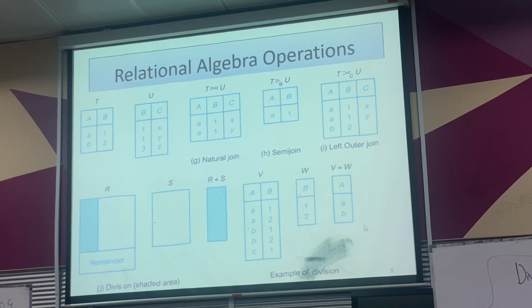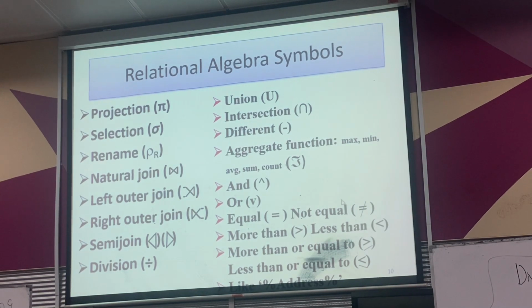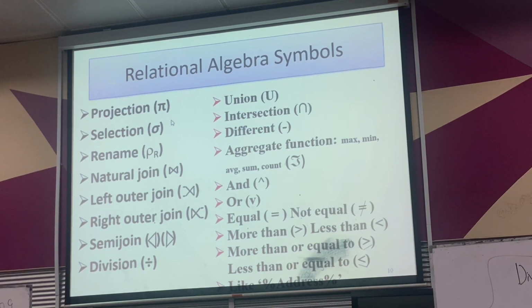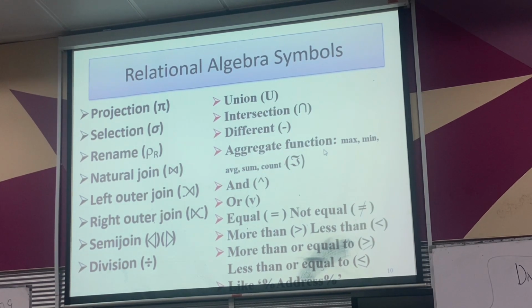Okay, so remember, this is an example of division. All these symbols you must put in your mind. Projection, like the pi symbol; selection, like sigma; rename the column, natural join, left outer join, right outer join. I think you got my notes. Semi join, division, union, intersect, set difference. Then after that, you've got the aggregate function.